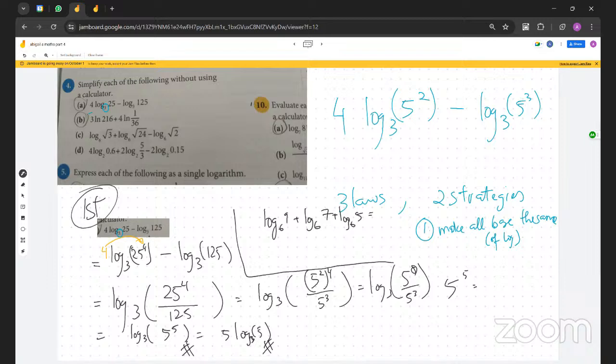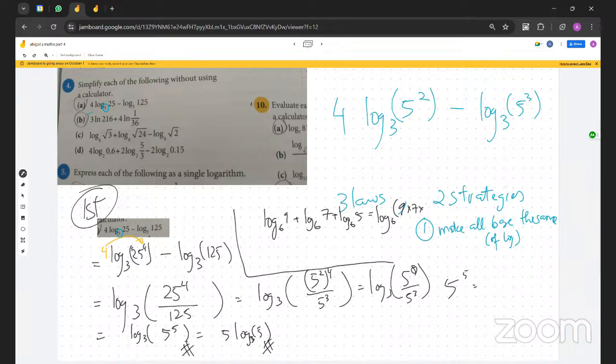The third law, the best thing about the third law is all these 3 logarithms can be just one. That is so advantageous in exam questions. All this will become simply one logarithm. 9 times 7 times 6. Hey, I'm sorry, times 5.